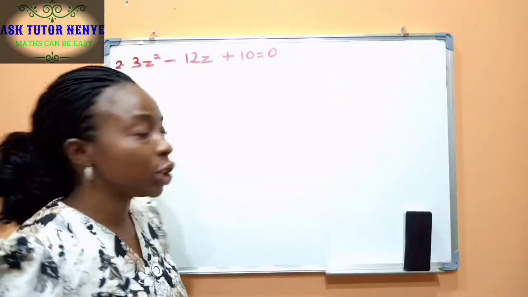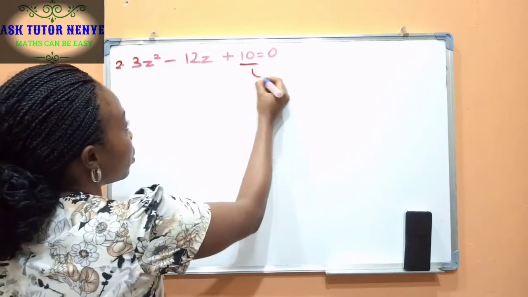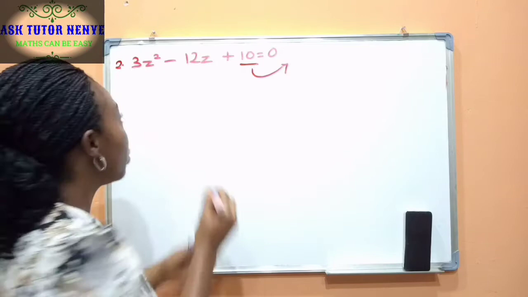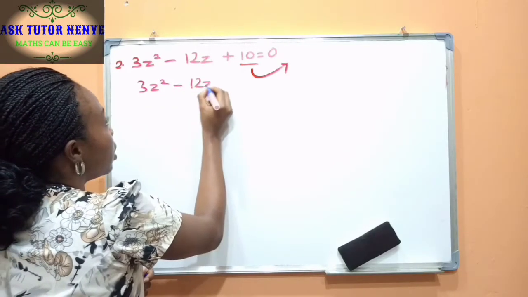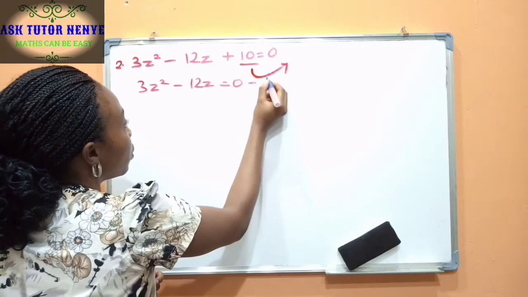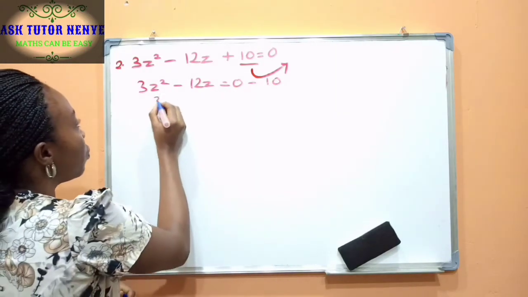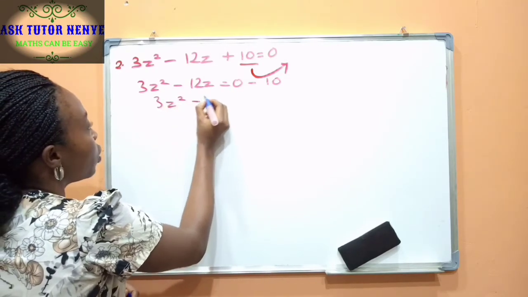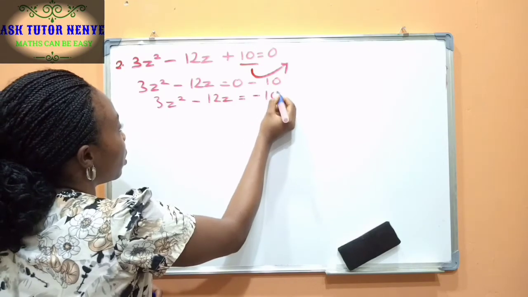Okay, so in this question, the first thing we do is to move the constant 10 to the right hand side. We are going to have 3z squared minus 12z equals 0 minus 10. Okay, then when we have this, we are going to have 3z squared minus 12z equals minus 10.